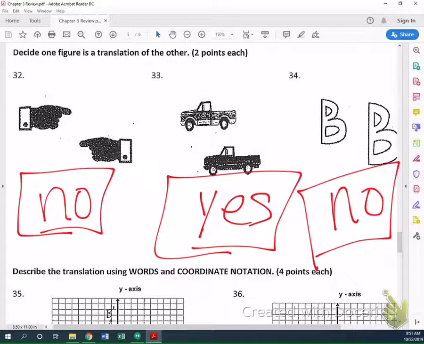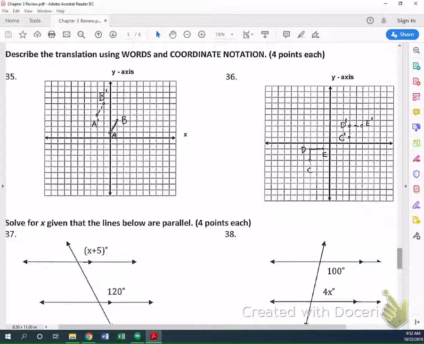Questions? Okay. All right. Describe the translation using words first, then using coordinates. So remember, the ones with these little marks, those are the new ones. So start at the other one. I'm going to start at the A. How would I go from the first A to the second A? From A to A prime, what do I need to do?